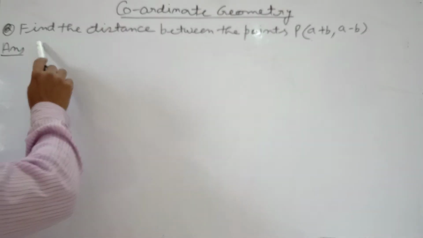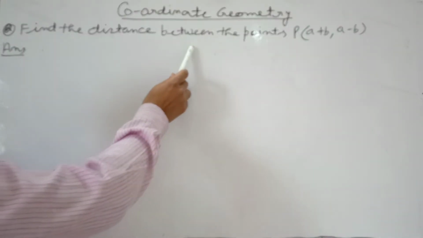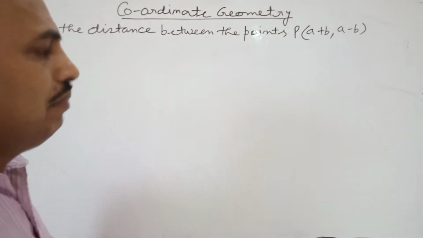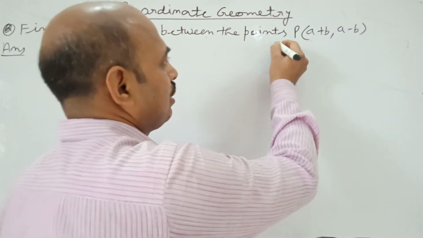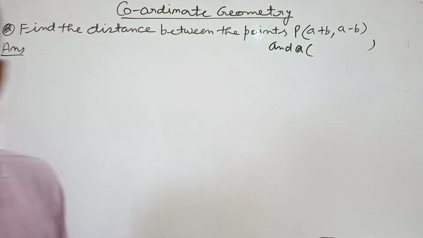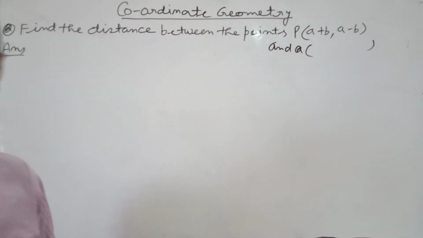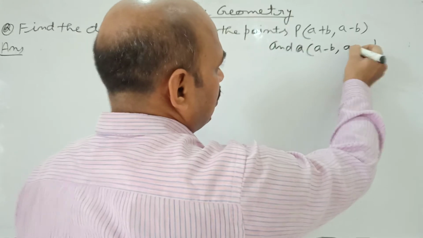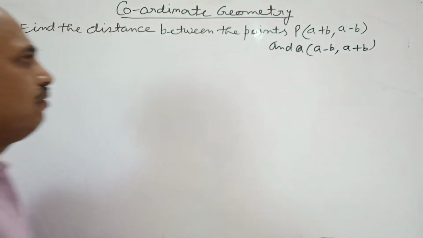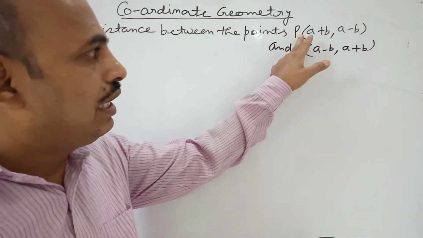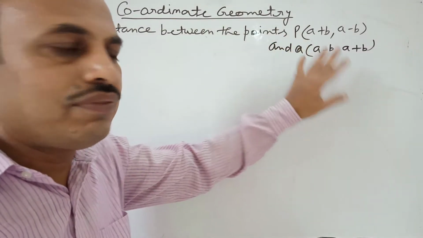Question is, find the distance between the points P (a plus b, a minus b) and point Q. Point Q is (a minus b, a plus b). So we have to find the distance between the points P and Q by using the distance formula.